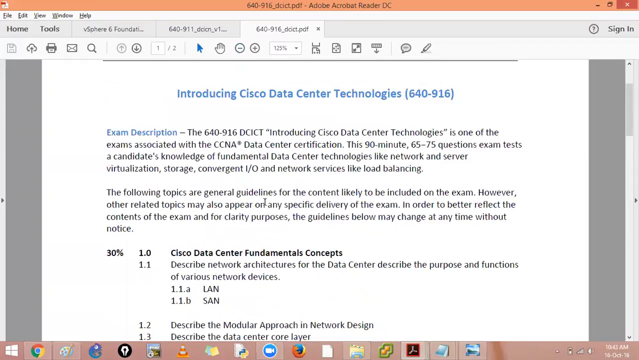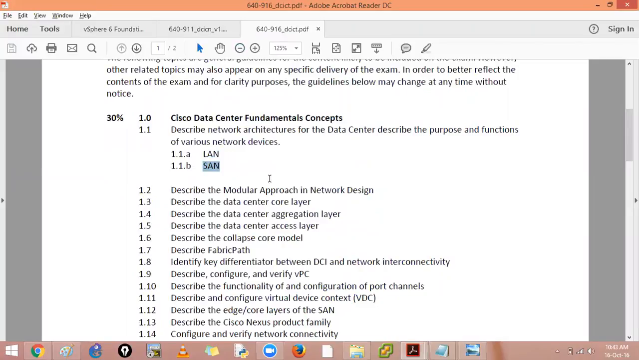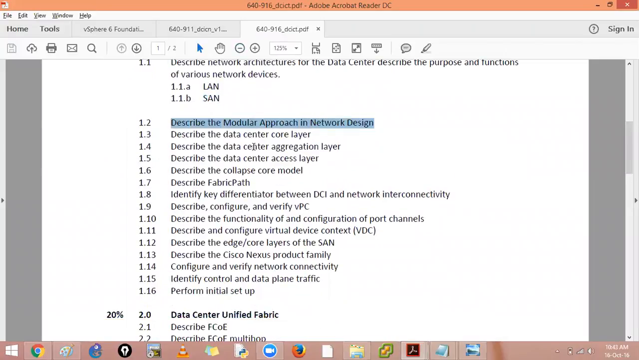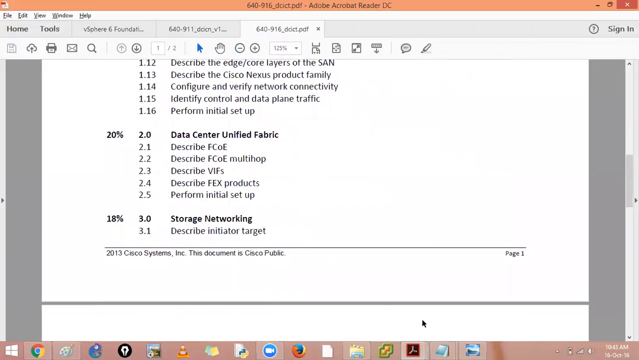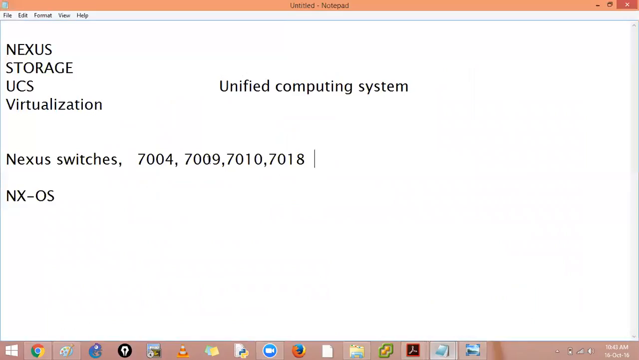So in here, we start with your LAN. What is a LAN? What is a storage area network? And description of all your network designs, collapsed core. Describe all these technologies. So the major components of your data center will be Nexus, storage, UCS, and virtualization. So what will your devices be? If we talk about Nexus, all these devices will use NX-OS, the Nexus operating system, and these Nexus series switches. You have 7004. So 7000 means 7000 first gen, and the next gen will be the 7700 series, right?